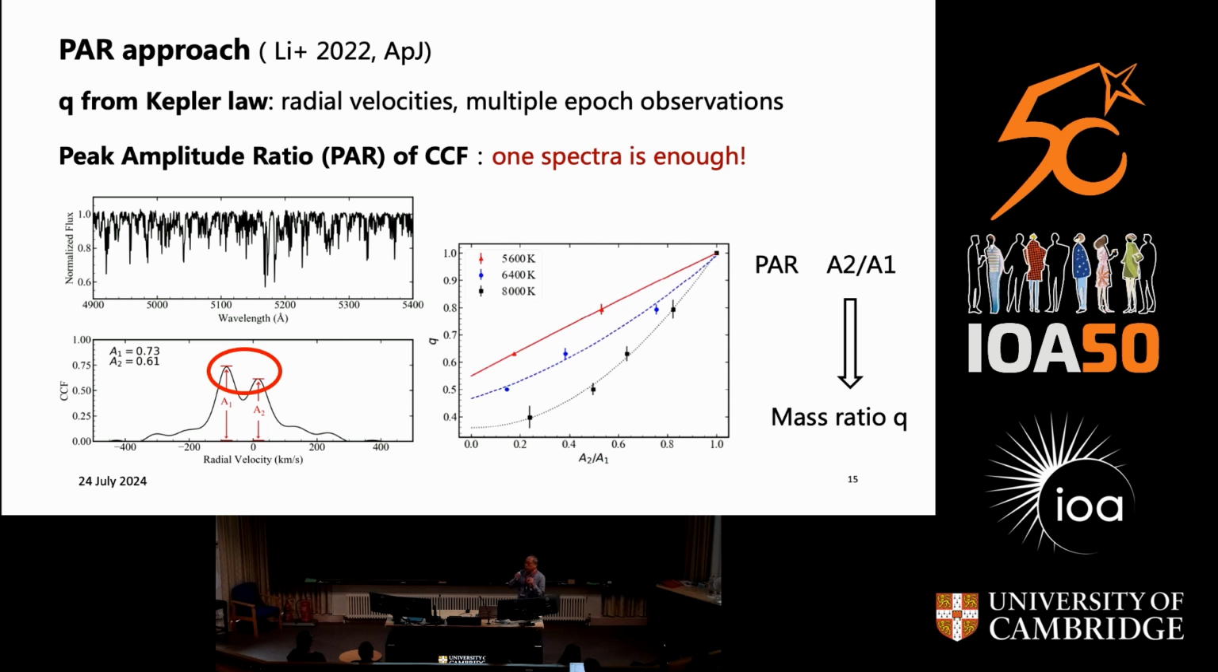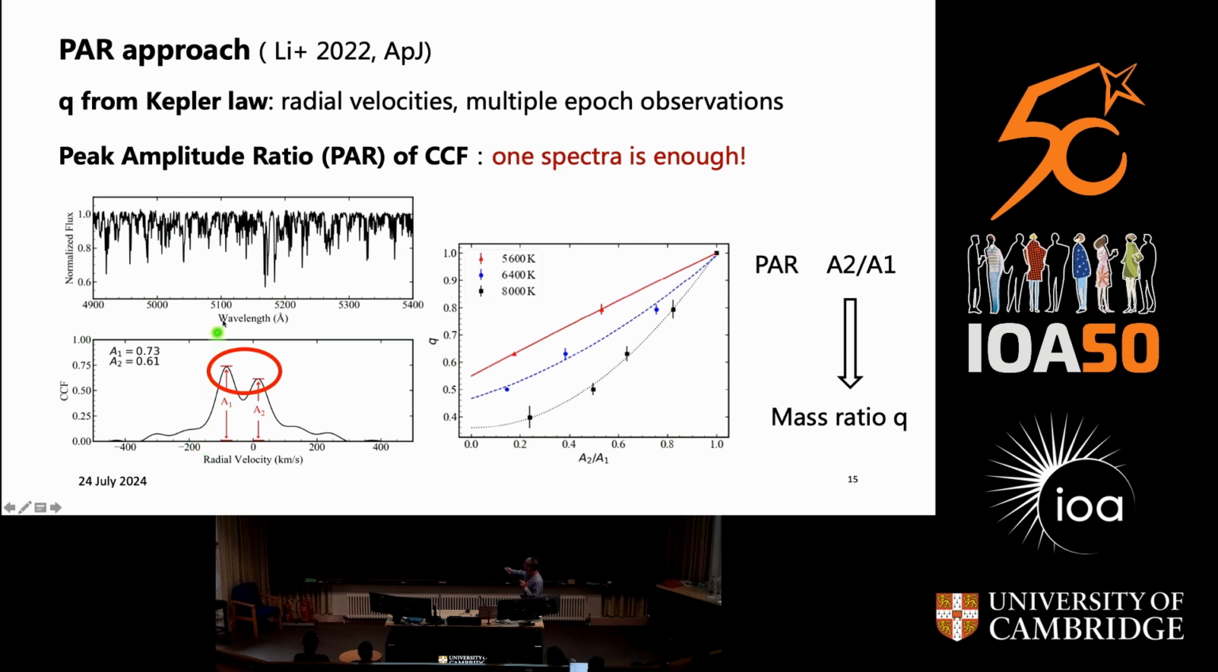We also developed an approach we call the peak approach, because in the past, when we wanted to derive the mass ratio distribution, we needed to use Kepler's law and multiple epoch observations. But for our approach, we just need one spectrum. So we did a cross correlation of the spectrum with a solar spectrum.